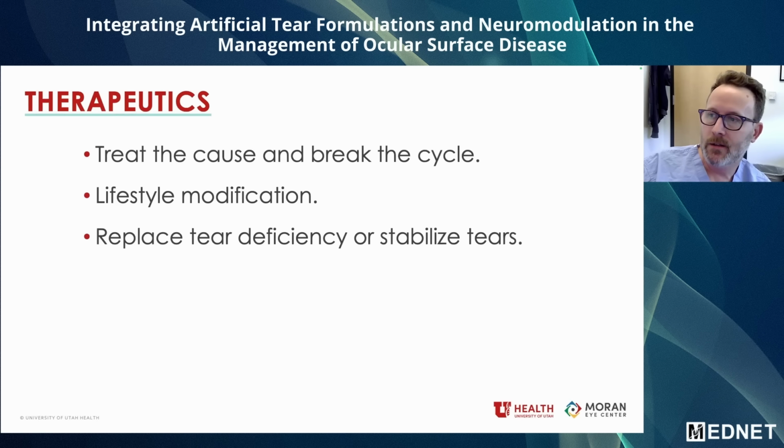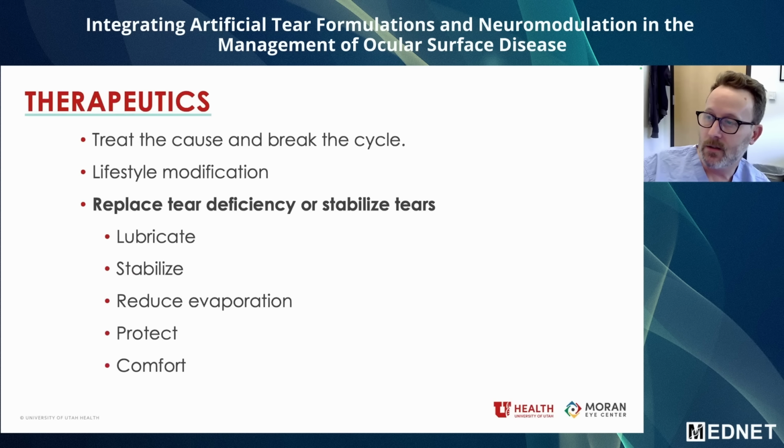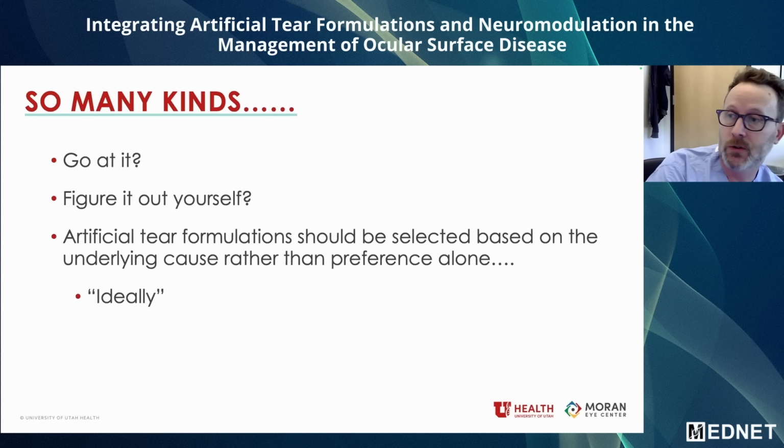But in terms of therapy of dry eye disease, you want to treat the cause and break the cycle. Give some lifestyle modifications maybe to help them, and otherwise replace tear deficiency or stabilize their tears. And we'll talk a little bit about replacing the tear deficiency or stabilizing their tears because what you're basically using is something called an artificial tear. There's so many kinds of them. If your patient goes to the pharmacy, they're going to see a whole aisle of artificial tears that all claim to be miracle cures for dry eye. Often the patient actually has to figure it out themselves. They pick a drop and they move from drop to drop until they find one that really works for them.